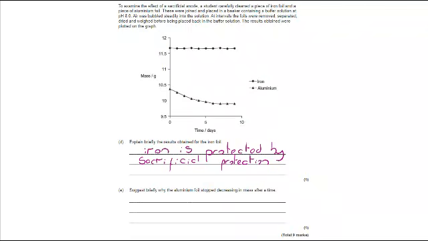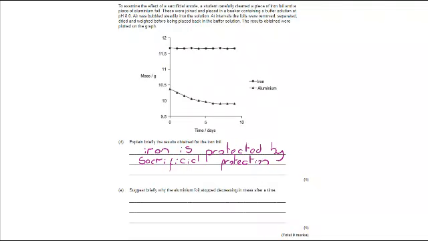Well, earlier in the question, we did speak about sacrificial protection. Sacrificial protection does mean that the more reactive metal, the metal that is more likely to be oxidised, is going to react first. So the aluminium mass has gone down, but the iron will stay largely the same.